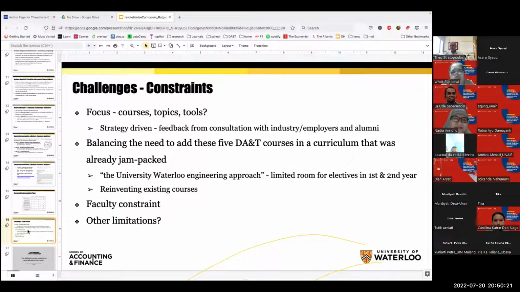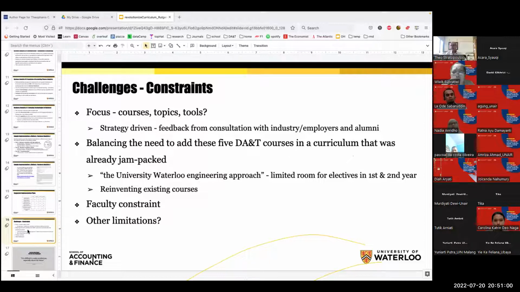So we had to make a couple of choices, trade-offs, in order to implement our model. The first one: Waterloo is known for the engineering program, and in the engineering program, in the first 2 years, students have no room for electives. So that was one of the choices that we made. For the first and second year, we make a model which is similar to the engineering model. During the first 2 years, students have room for only 1 elective.